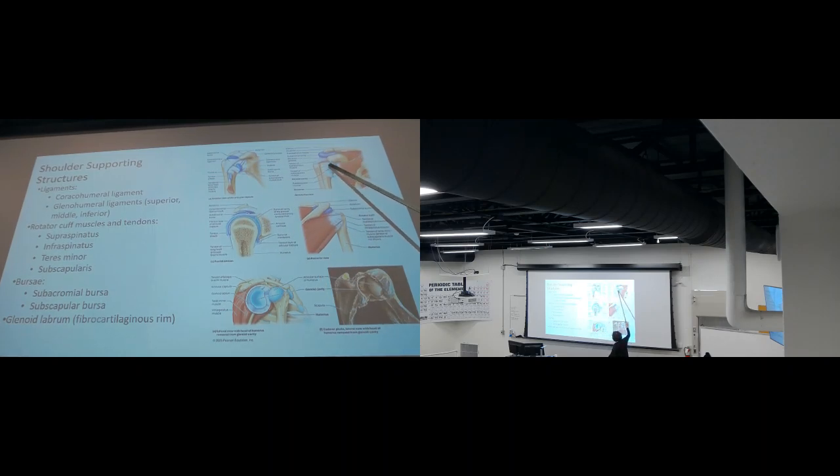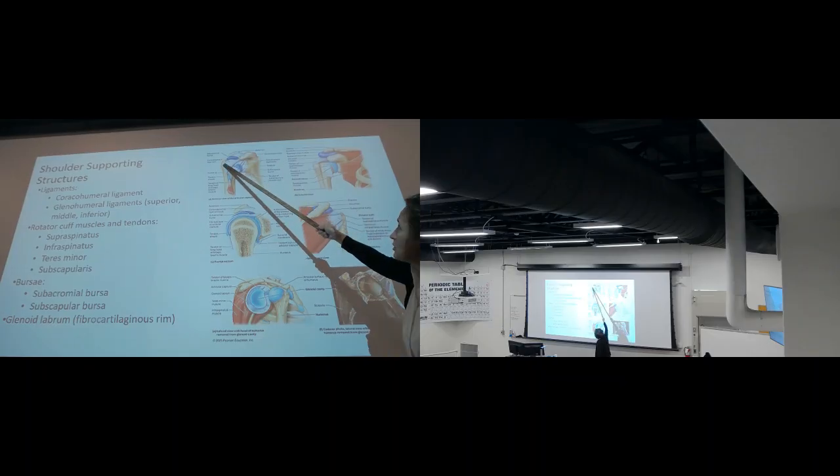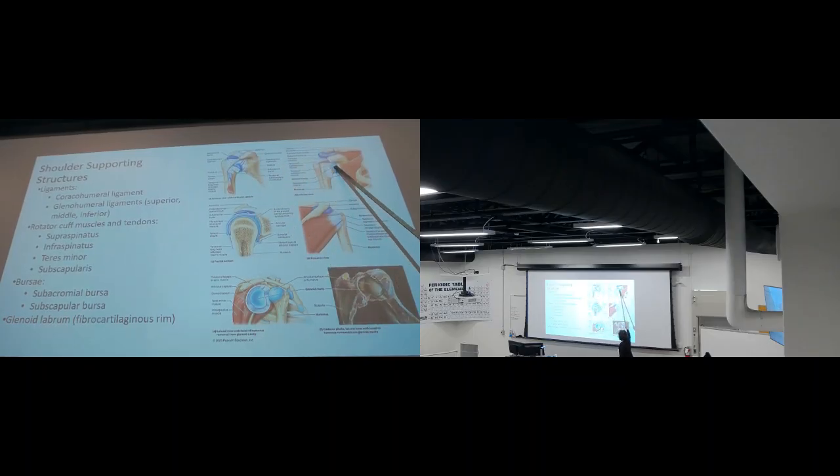And then here, in this view, you can see this connection of this tendon between this coracoid process and the greater tubercle of the humerus. So this is the tendon of the supraspinatus muscle. So this tendon and the coracohumeral ligament help to prevent the head from going anteriorly.